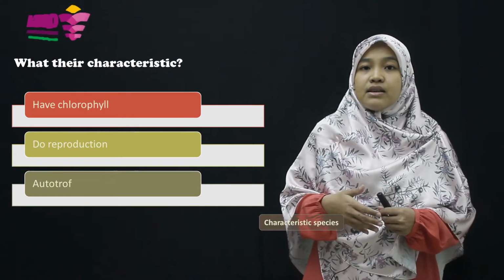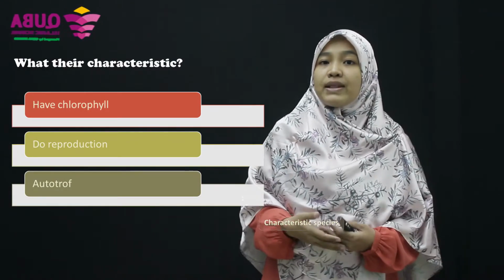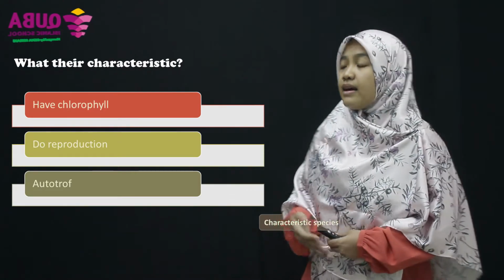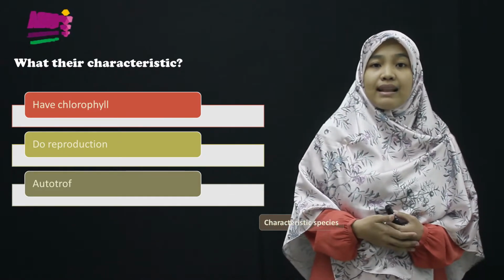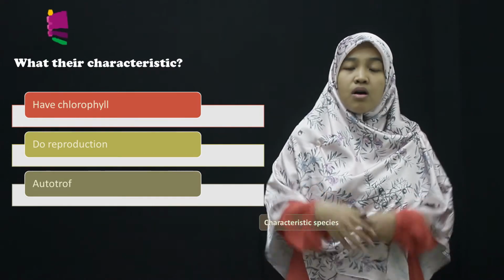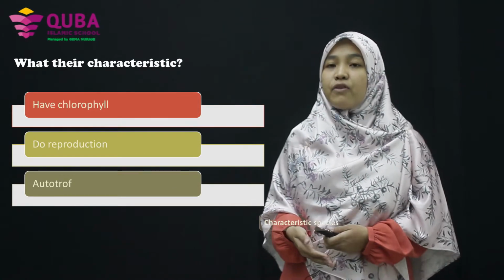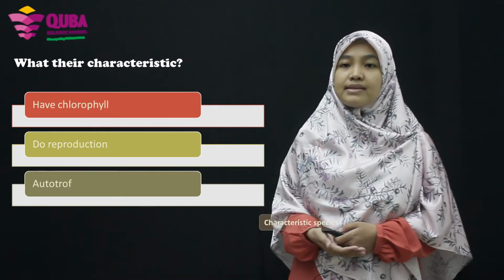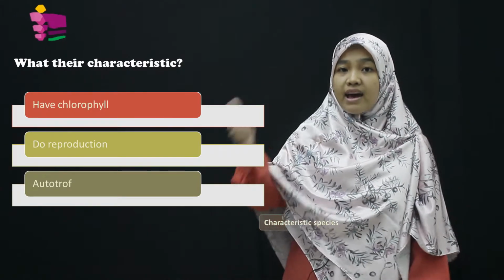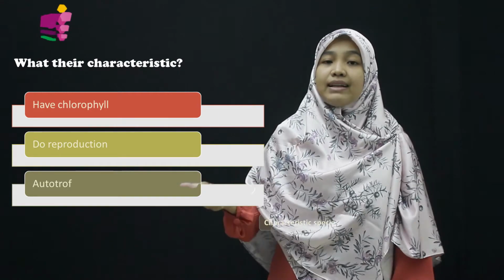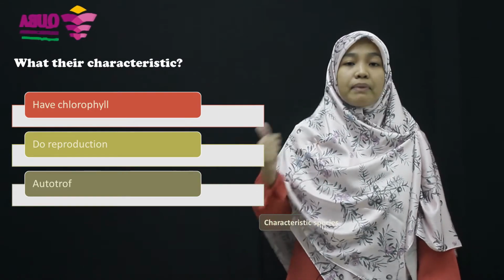Okay, the next is their characteristics. Characteristics are similar to criteria. So all of the living things have special criteria. For plants, the special characteristic is having chlorophyll. Chlorophyll is the green pigment that only plants have.